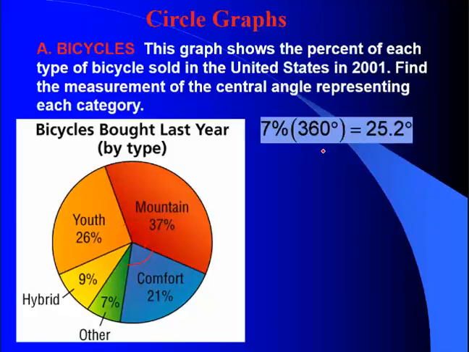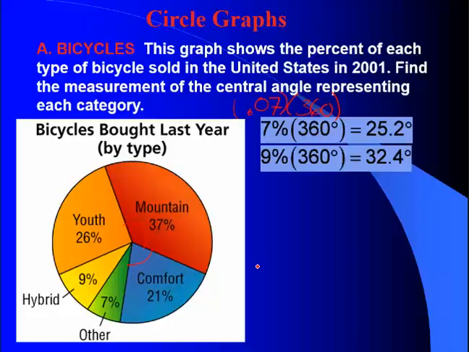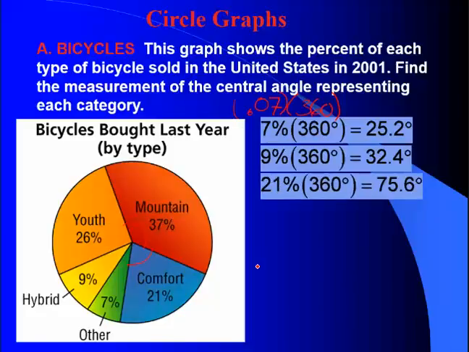We're going to take the 360 degrees of the whole thing, multiply it by 7%. Now you remember, when you're punching this in the calculator, you've got to change your percent to a decimal. So you're actually multiplying 0.07 times your 360. And that's how we got 25.2. Okay. Using that same technique for each piece of the pie, you will get your various degrees.